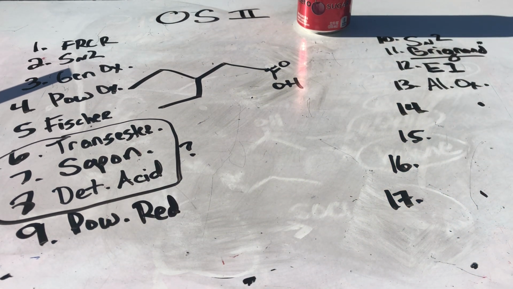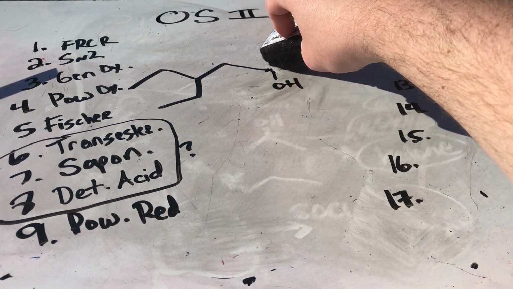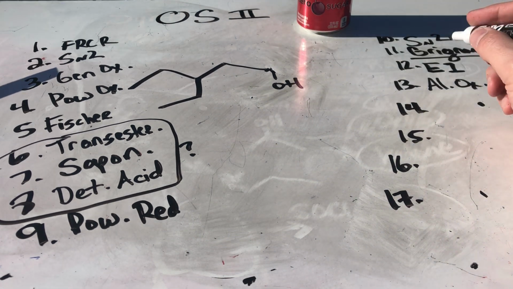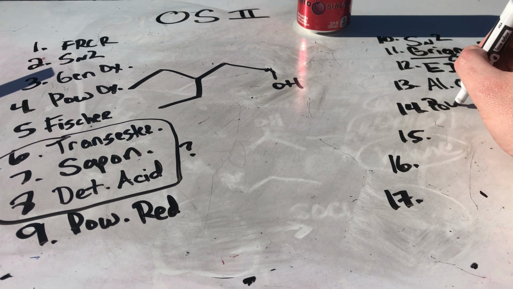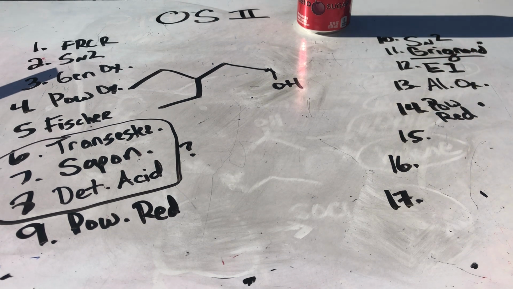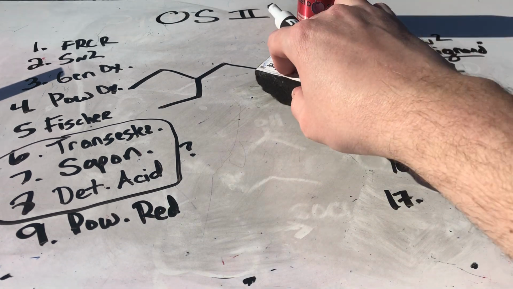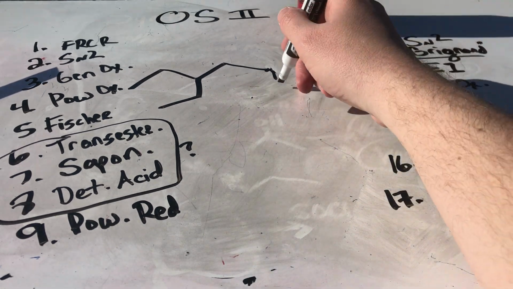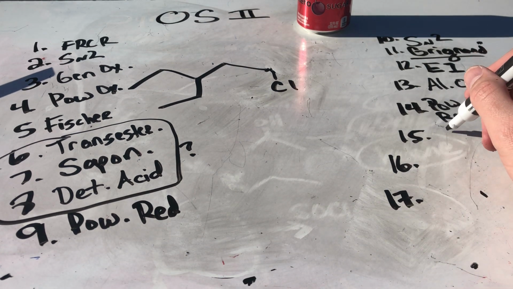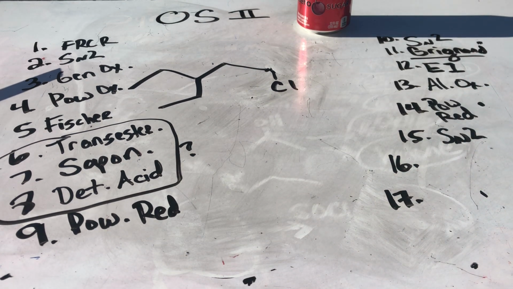All right, 14. Now we want to go back to the alcohol. So if we have an acid and we're going to an alcohol, that is a reduction. Again, the powerful kind. Powerful reduction. 15 says we're now converting that into the chloride. That must be SN2, adding HCl. Almost done. 16 is 3-ethylpentane.